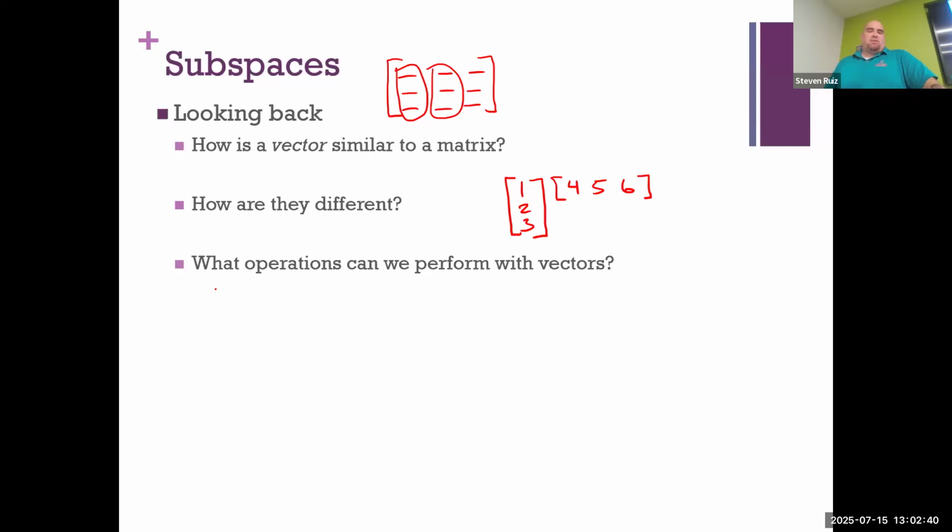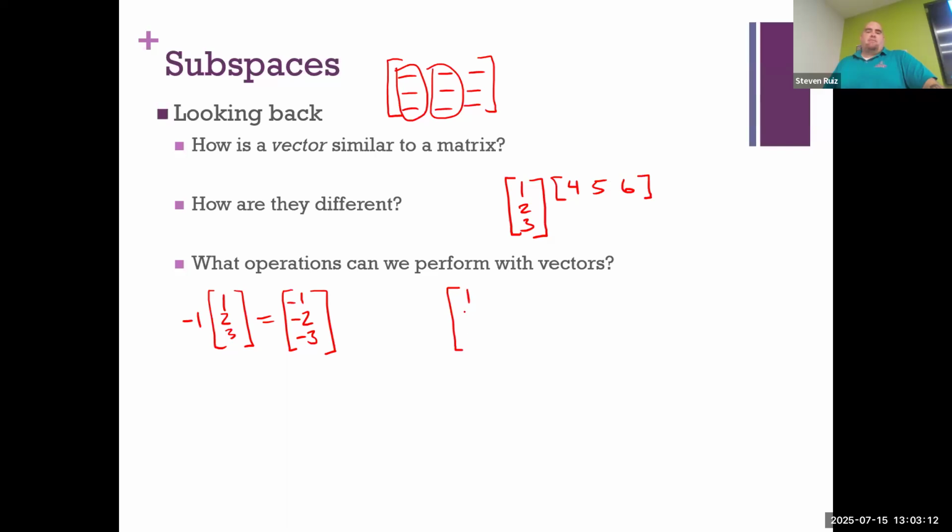What other kinds of multiplication can we do with vectors? Scalar. So I can multiply a vector by a scalar, and that basically multiplies every entry in that vector by the scalar. So we can do multiplication in a couple of different ways. How else can we operate on a vector?